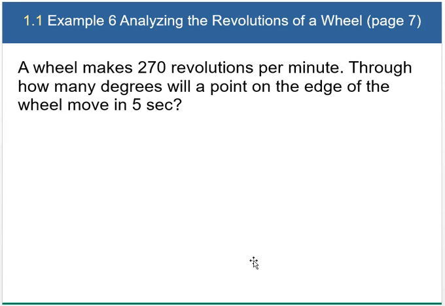Now, this problem here is pretty much a conversion problem. What we're going to be doing is converting the revolutions per minute to degrees per second, but I'm going to go about it a different way. It says a wheel makes 270 revolutions per minute. Through how many degrees will a point on the edge of the wheel move in 5 seconds?